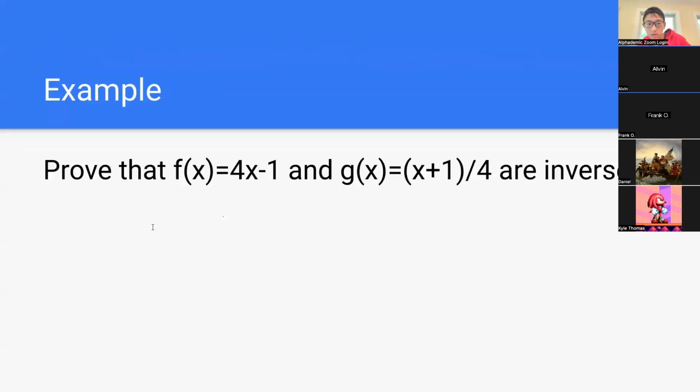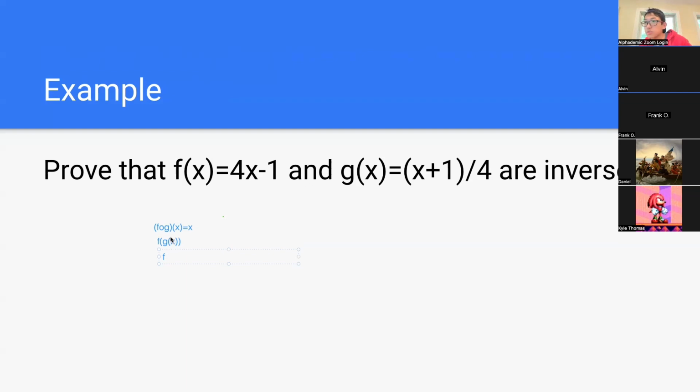Okay, so first we f of g it. So f of g of x should equal x. What does this equal? f of g of x. So first, what does g of x equal? g of x equals (x plus 1) divided by 4.